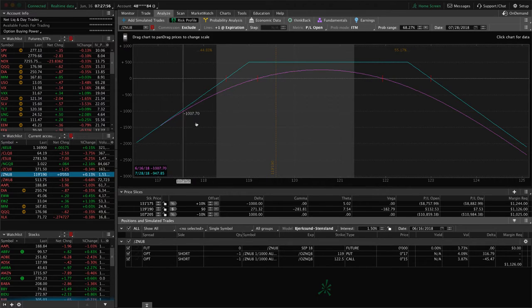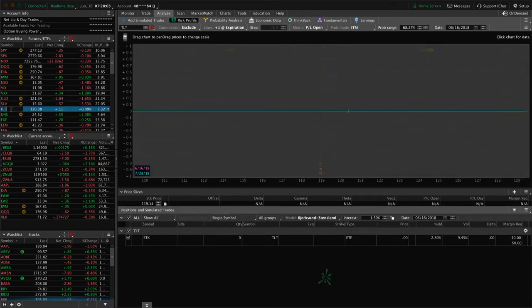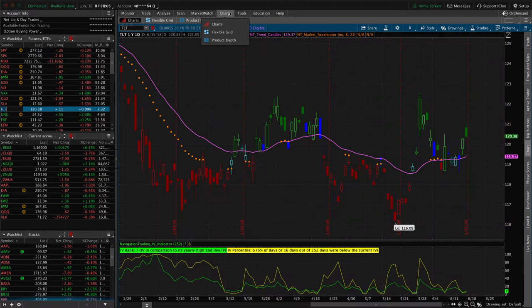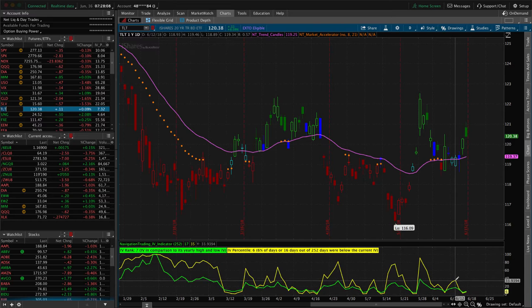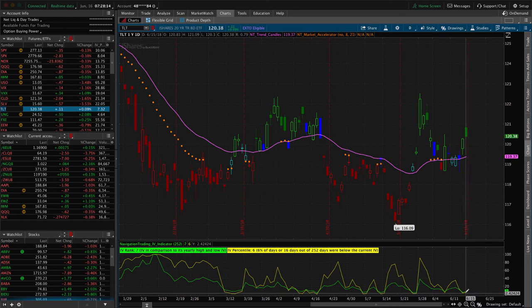I haven't added to the TLT position. Even when price was down here, I was looking to add potentially another centered strangle. The problem is, if you look at the implied volatility of TLT, up here would have been fine when implied volatility popped up, but this week it's just been down, down, down, and very low. So I didn't want to add any more premium into that one with implied volatility that low.